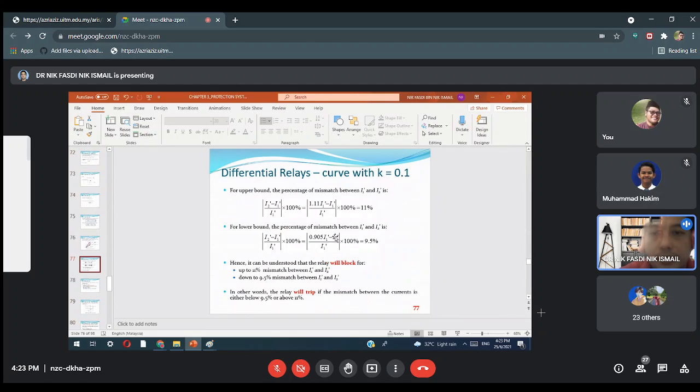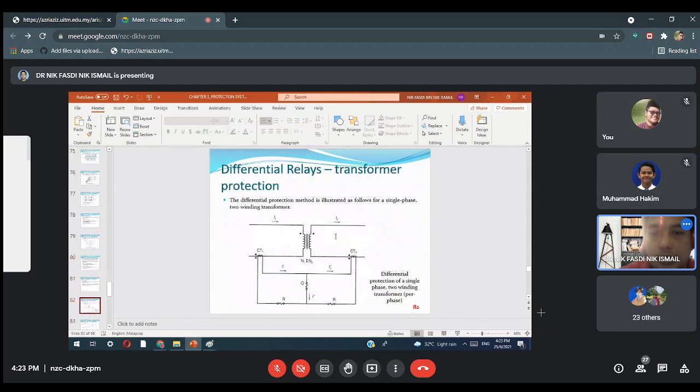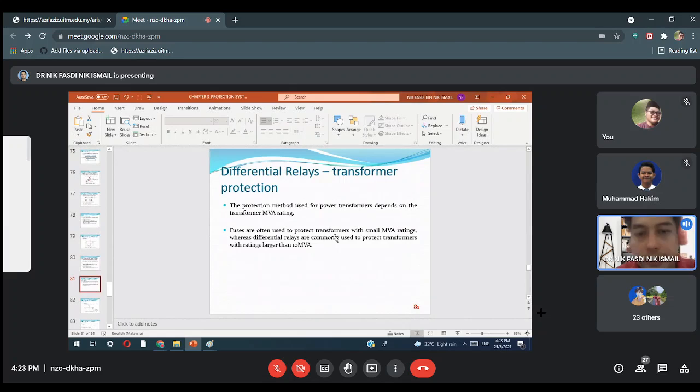Okay, how about the transformer? Okay. The protection method used for power transformers depends on the transformer MVA rating. Fuses are often used to protect transformers with small MVA ratings, whereas differential relays are commonly used to protect transformers with rating larger than 10 MVA.